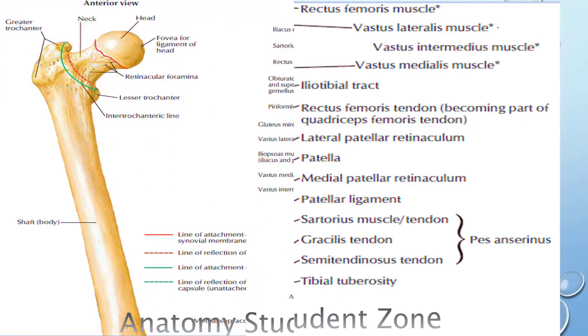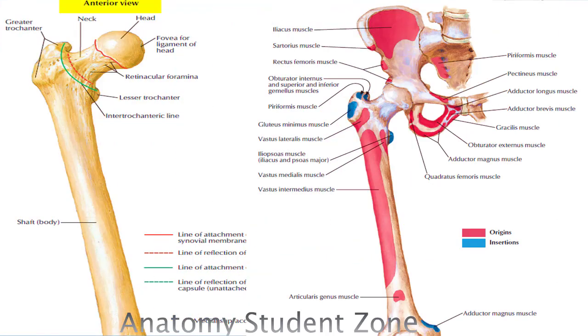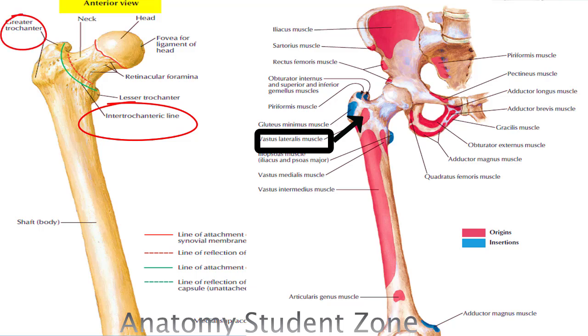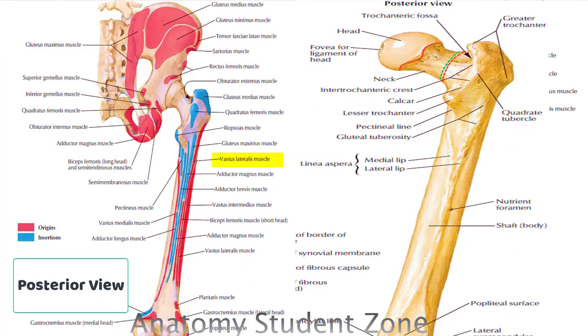So this is the anterior view of femur bone, and as I told you, vastus lateralis arises from various points on the femur bone. You can see it is arising from the proximal half of the intertrochanteric line. It also arises from the anterior inferior border of the greater trochanter, from the lateral lip of gluteal tuberosity, and also from the proximal half of the lateral lip of linea aspera of the femur. We can observe the gluteal tuberosity and the linea aspera on a posterior view of the femur bone.